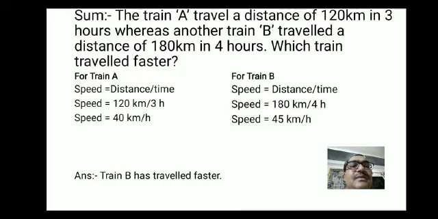So what is train A's speed? It is 40 km per hour, and train B's speed is 45 km per hour. So which train traveled faster here? Obviously train B, at 45 km per hour. So our answer is that train B has traveled faster. This way you can solve this particular sum.